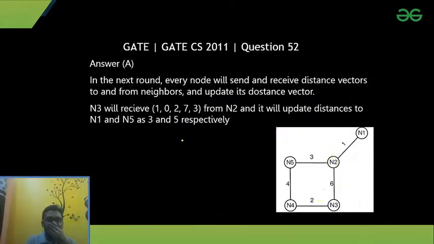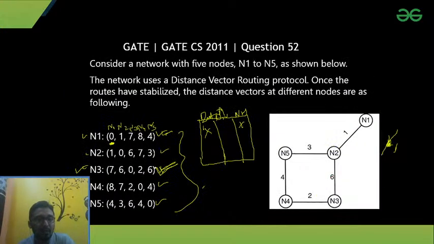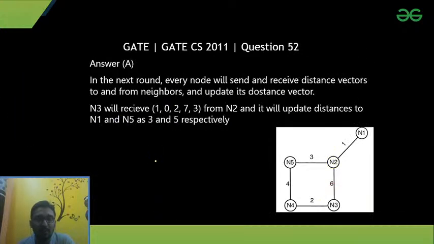Fine. So yeah, is the correct answer that I explained it to you? It will try to update. The main thing that happened is the distance vector will be same. The distance vector that N2 will send to N3 will be same. What was the distance vector for N2? N2's distance vector was 10673. Fine, so N2 will send 10673.